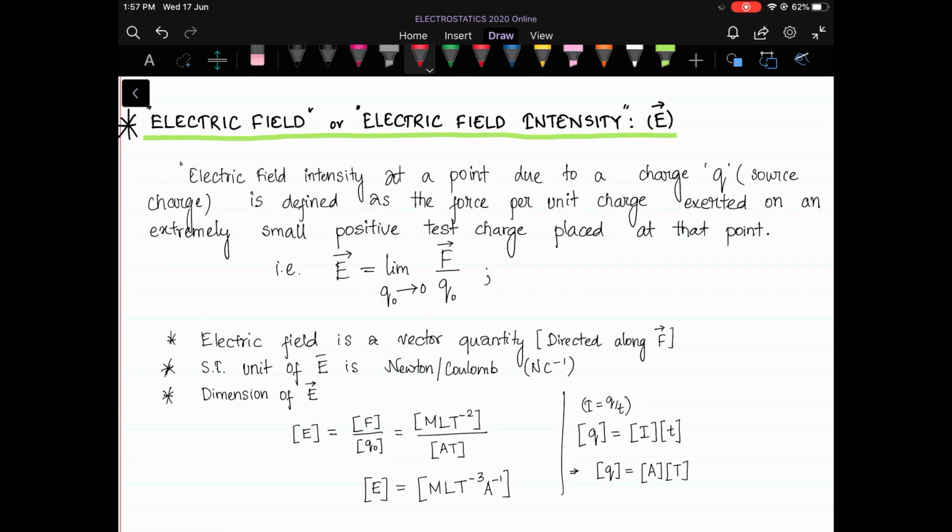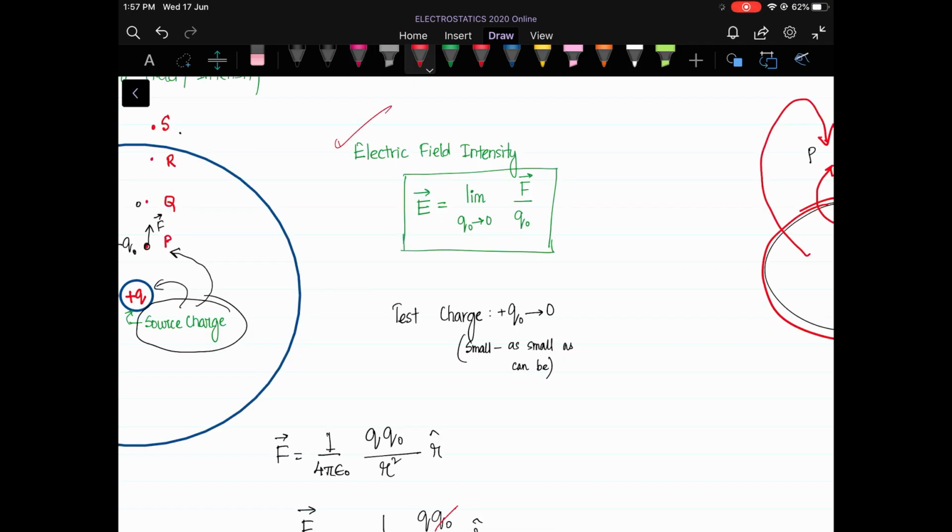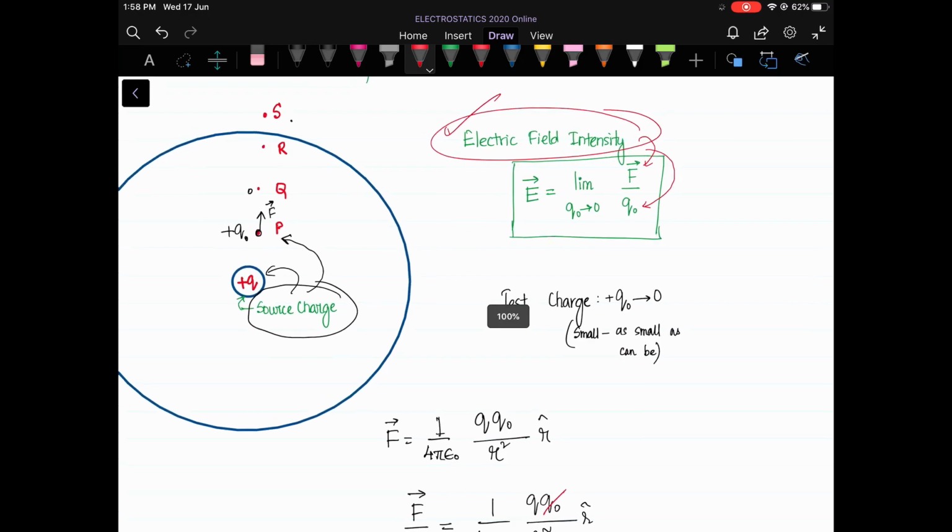So what is electric field or electric field intensity at a point? Your electric field intensity at a point due to a charge, which we call the source charge, is defined as the force per unit charge exerted on an extremely small positive test charge when placed at that point. You can see we have defined it like this. We have taken the force and divided by the test charge, and of course with the condition that our test charge should be very small. So what electric field is going to tell us is not the force, but the force experienced by every coulomb, or per coulomb.